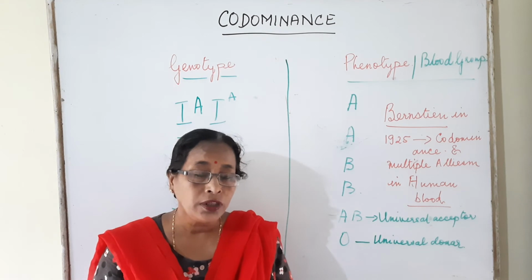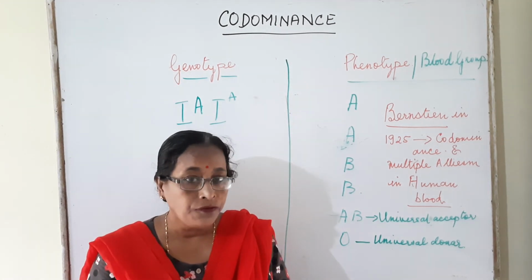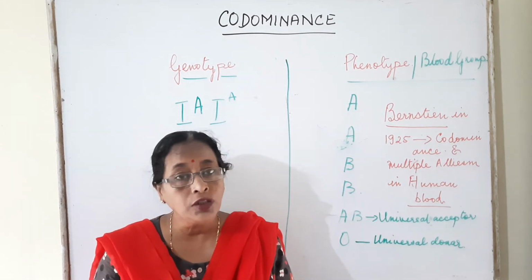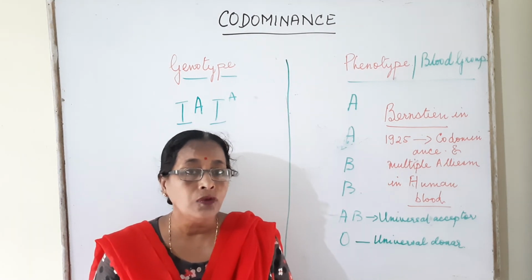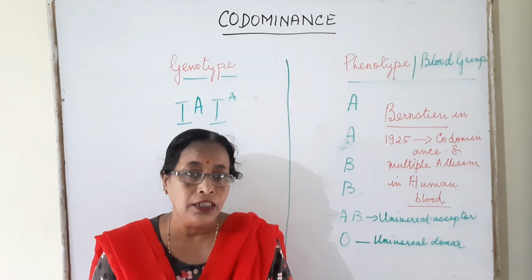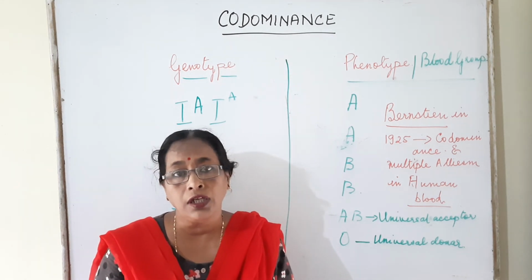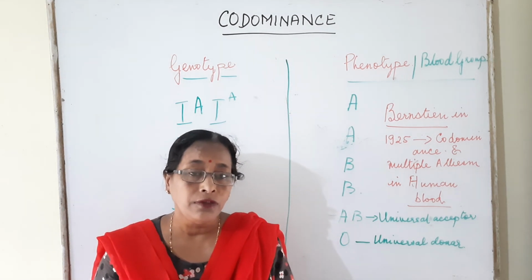Now let us know what multiple allelism is. Multiple allelism is a phenomenon in which a gene exists in more than 2 allelic forms, and an individual can have only 2 of the allelic forms. Therefore, multiple allelism can be studied in a population but not in any individual.